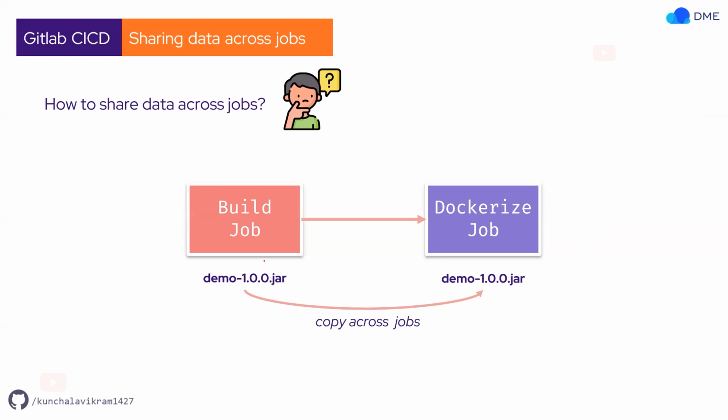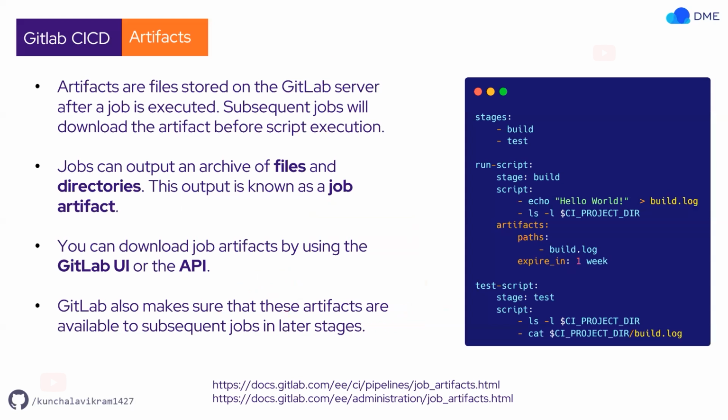So how do I share it across other jobs? Let's say this JAR file is created in the build job. I want it inside the Dockerize job. Of course, I have to Dockerize this through the Dockerfile, so I will need this JAR file. Then what do I have to do? I have to use artifacts.